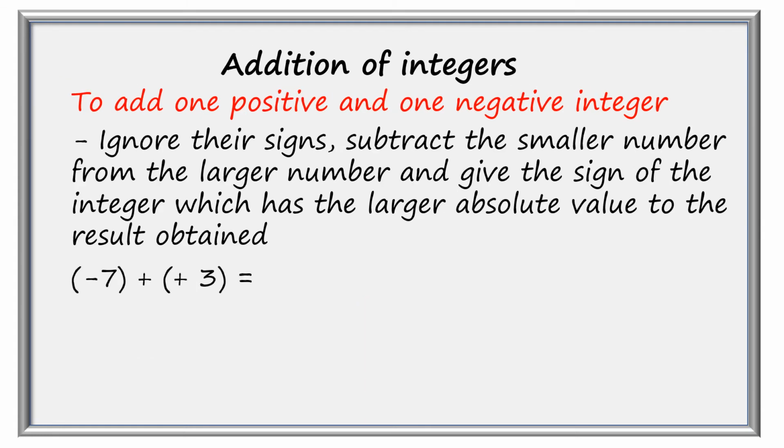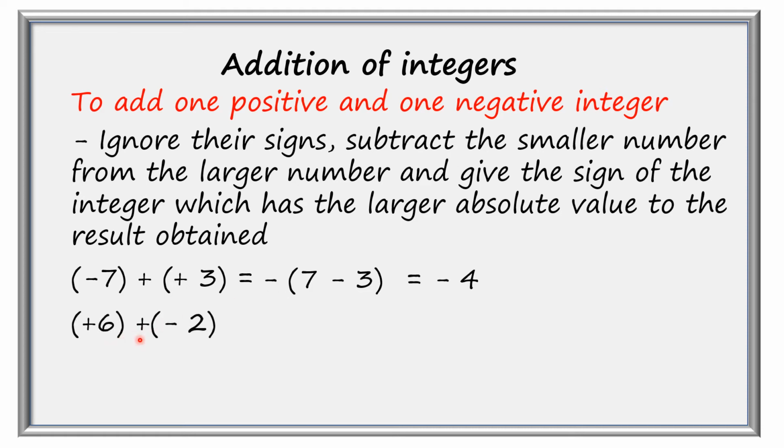Let us do a few more questions of one positive and one negative integer. Minus 7 is a negative integer and plus 3 is a positive integer and we need to add them. At first, we will subtract 7 minus 3. And what is the answer? 4. And which sign will we put? Yes, minus, because the absolute value of minus 7 is greater than the absolute value of 3. That's why here it is 7 minus 3, and we will put the sign of minus, and your answer will be minus 4.